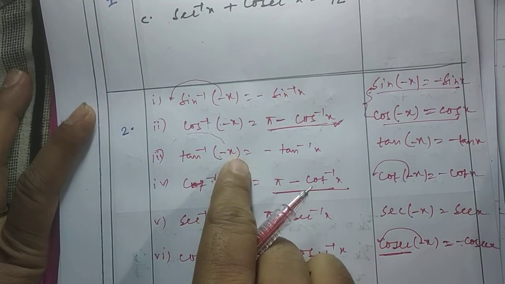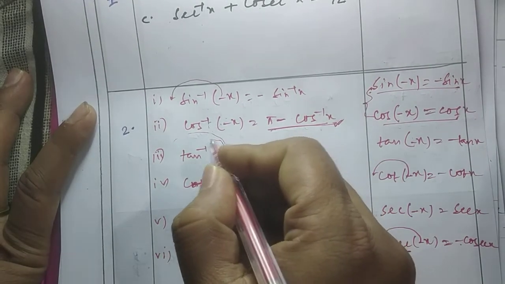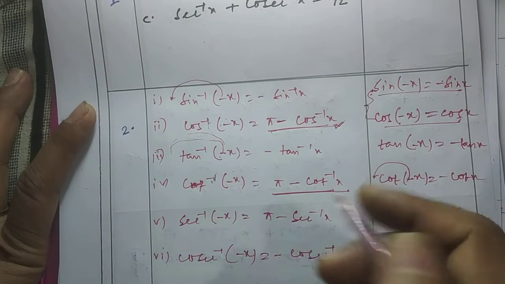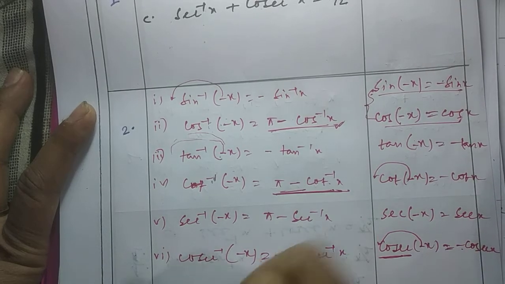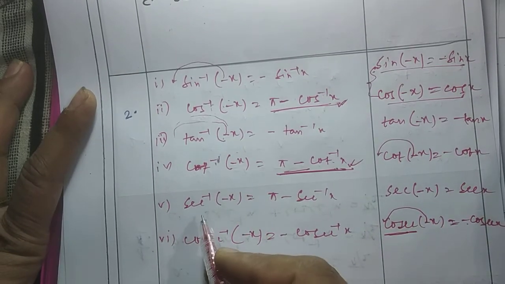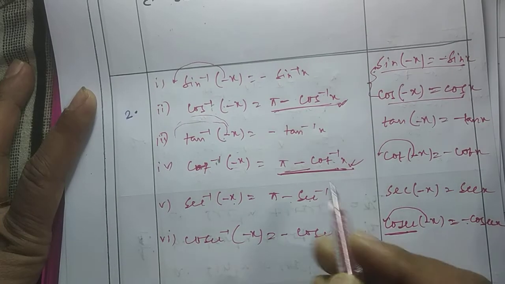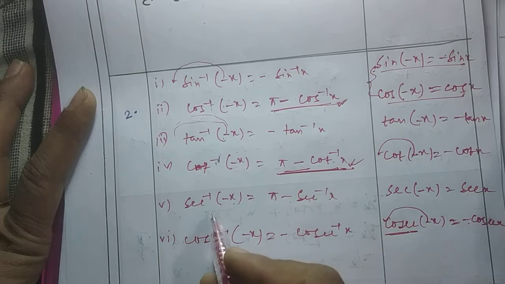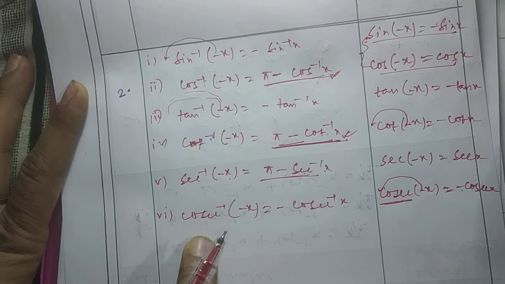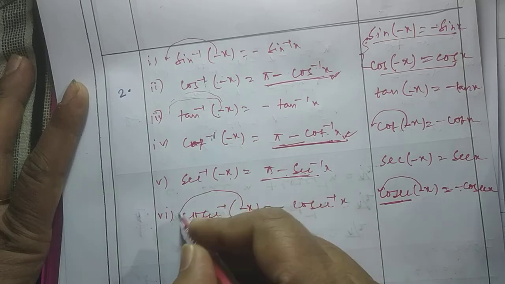Similarly, tan inverse of minus x will be minus tan inverse x. That means in the case of tan inverse, minus will come out to the outside. But in the case of cot inverse of minus x, it will be pi minus cot inverse x, like cos. You have to remember this case, correct? Similarly, sec inverse of minus x will be pi minus sec inverse x, like cos and cot. So you have to remember these three cases especially. And finally, cosec inverse of minus x will be minus cosec inverse x. Similarly, minus will come out to the outside.